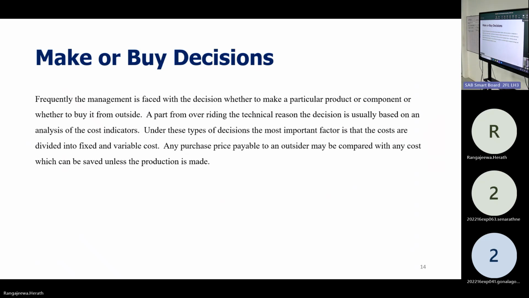And sometimes when you decide to make, there may be additional fixed cost. Or if you decide to go for the purchase without making, some of the existing fixed cost that you are incurring for the production may be avoidable. Consider the avoidable fixed cost. The variable cost, opportunity cost and avoidable fixed cost become relevant. Right? Like the earlier situation.